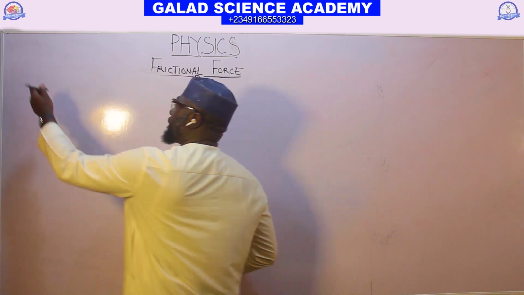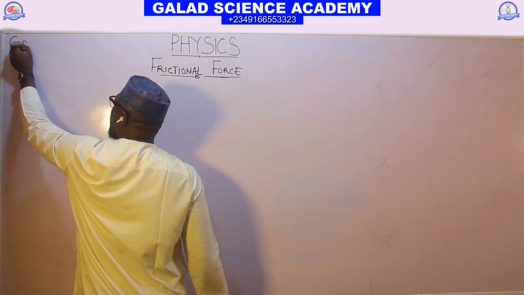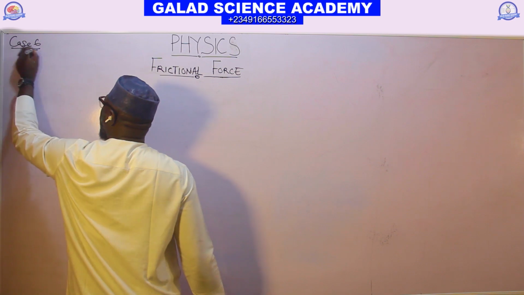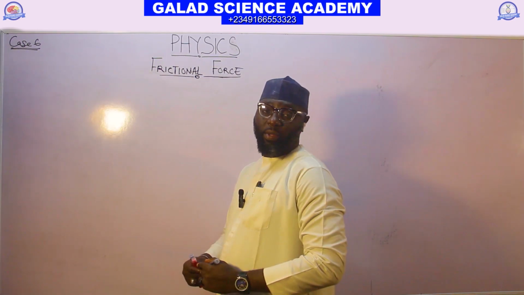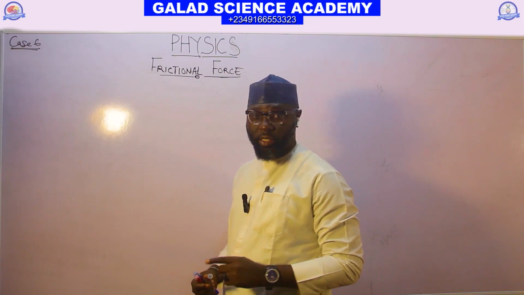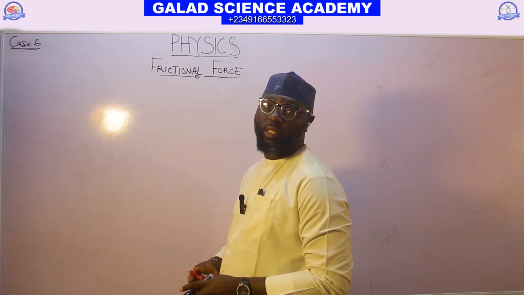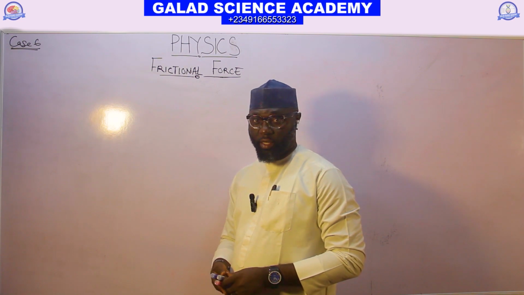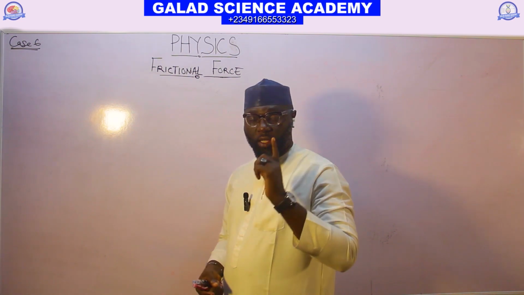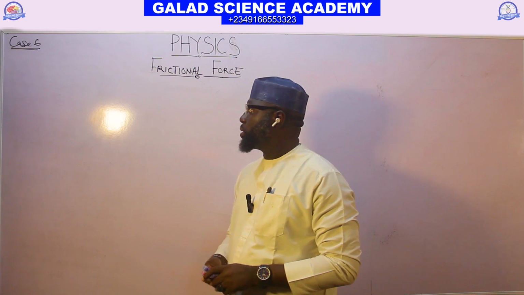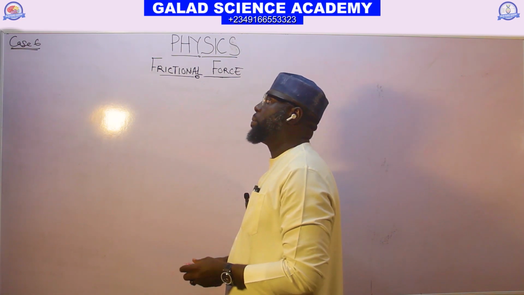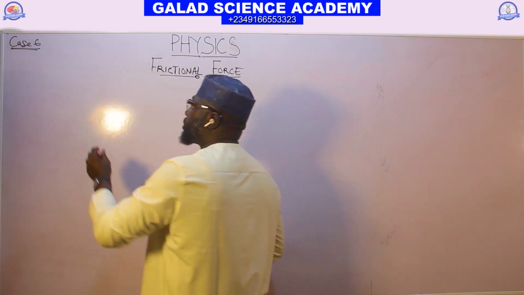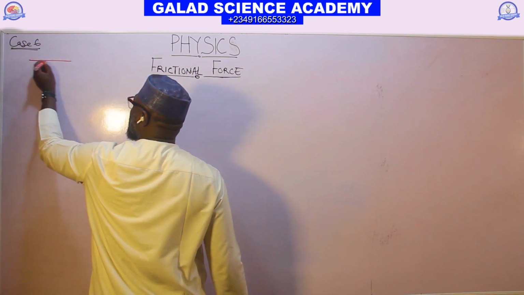Now let us look at case 6. Case 6 is a single pulley system, which is comprised of two masses. Let us look at what we have in case 6.